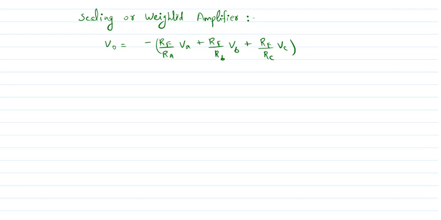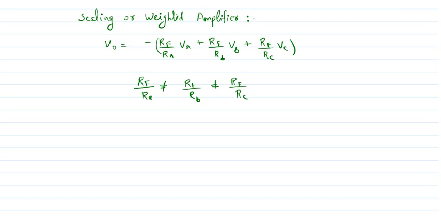So the output voltage of the scaling or weighted amplifier will be V0 equal to minus RF by RA VA plus RF by RB VB plus RF by RC VC. That is, we can say that RF by RA is not equal to RF by RB, is not equal to RF by RC, each having specified or different values.